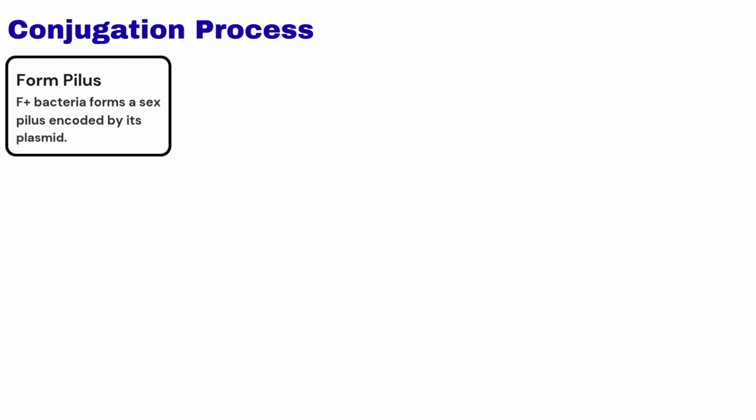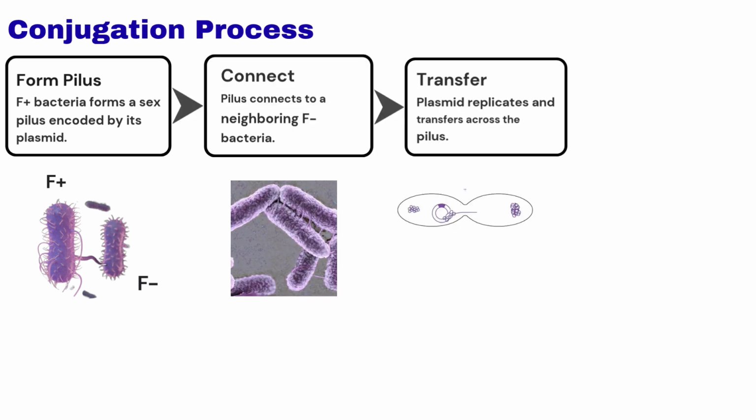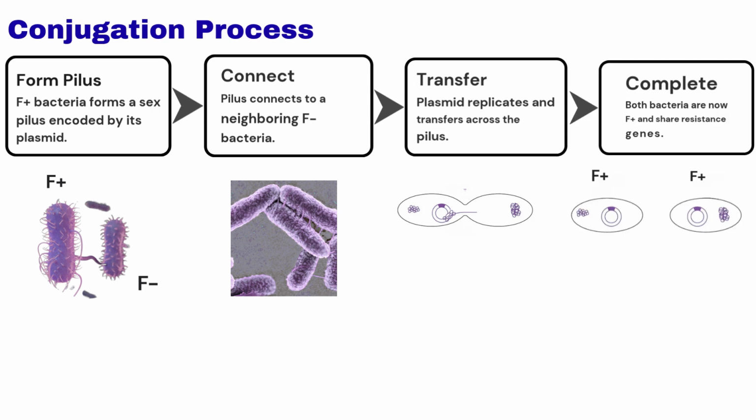Actually, think of the pilus as a genetic grappling hook. A bacterium that has a specific plasmid, we'll call it F-positive, builds this pilus and shoots it out to connect to a neighboring F-negative bacteria. The pilus forms a literal tunnel. The F-positive bacteria replicates its plasmid and shoots a copy right across that tunnel to its neighbor. Boom, now both are F-positive.